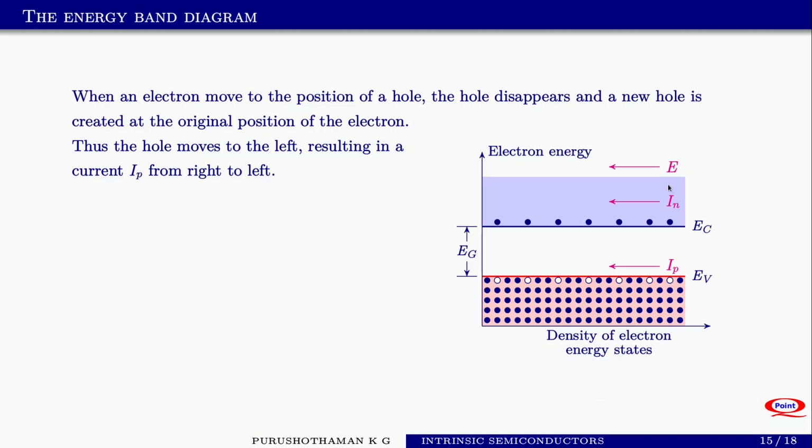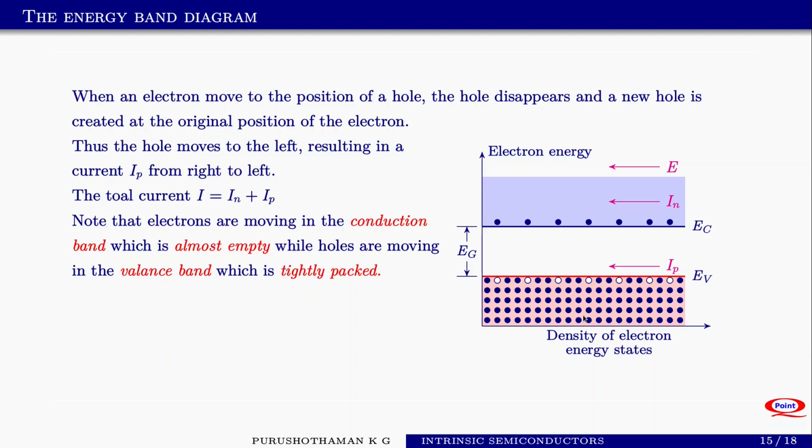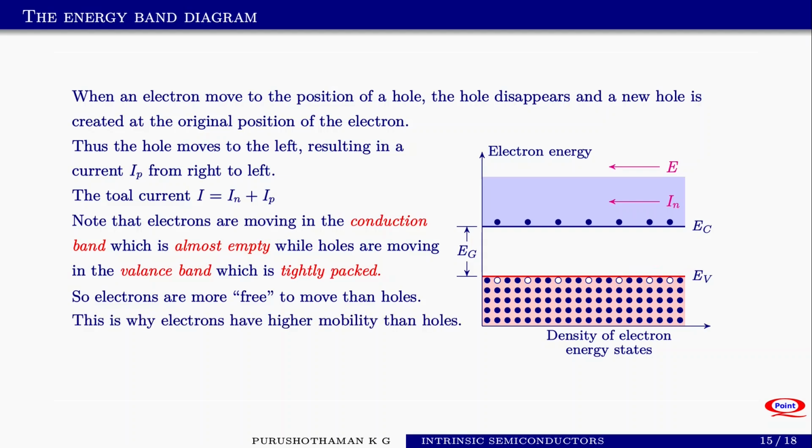So there are two components of current, In and Ip. You can see that the electrons are moving in the conduction band and holes are moving in the valence band. So the total current I is equal to In plus Ip. Note that the electrons are moving in the conduction band, which is almost empty. There are many allowed energy states vacant, while the holes are moving in the valence band, which is tightly packed. This means electrons are more free to move than holes. This is the reason why electrons have higher mobility than holes.